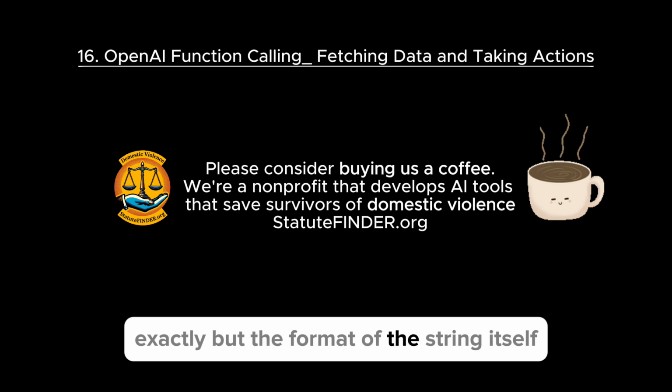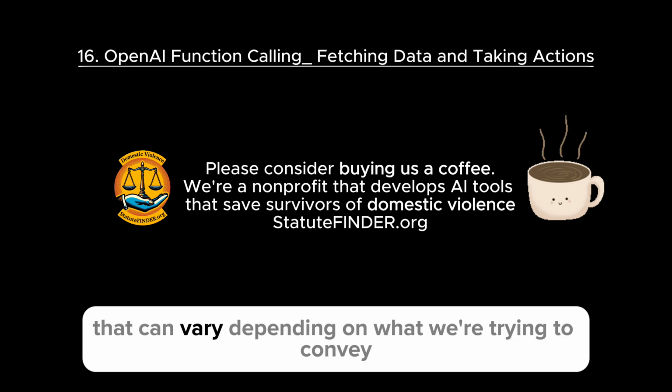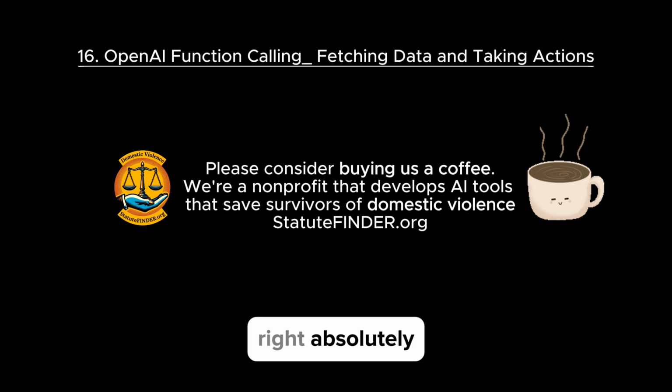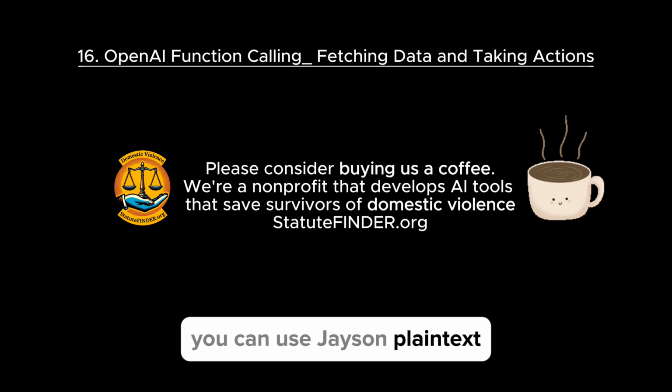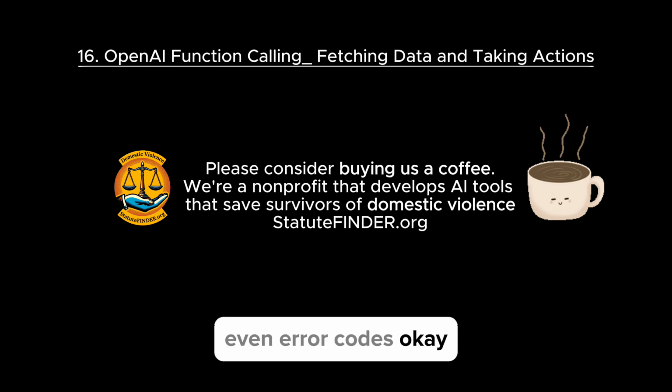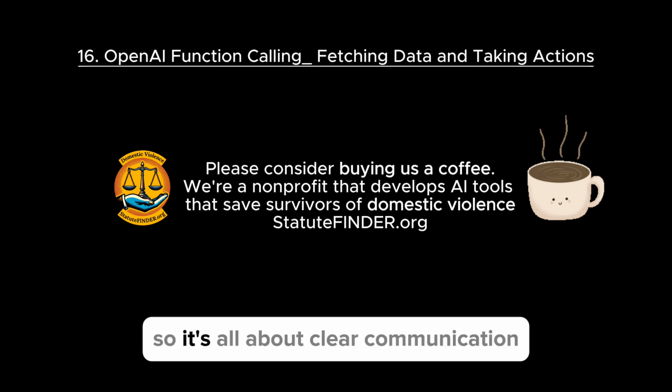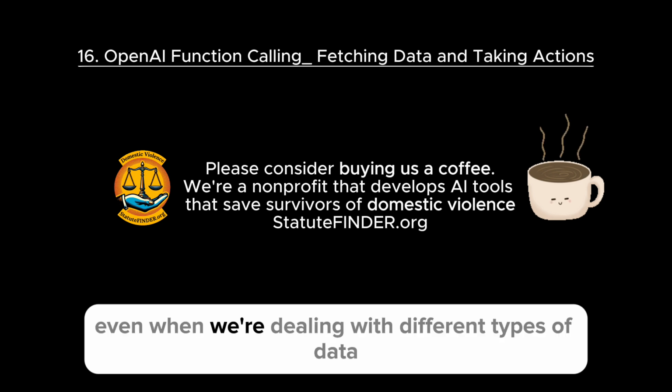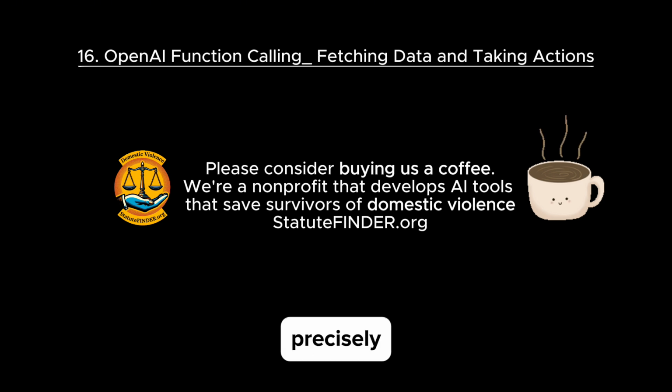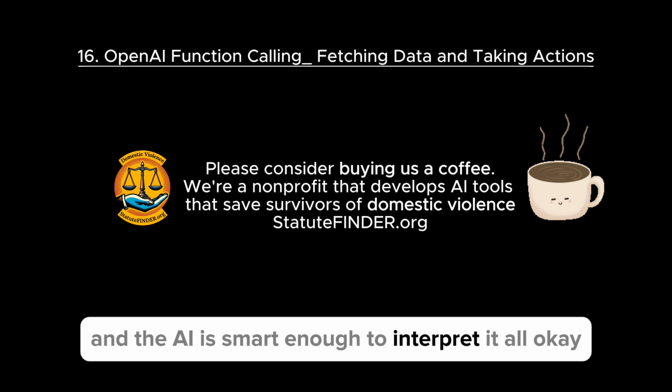Exactly. But the format of the string itself can vary depending on what we're trying to convey, right? Absolutely. You can use JSON, plaintext, even error codes, as long as it's a string. So it's all about clear communication, even when we're dealing with different types of data. Precisely. And the AI is smart enough to interpret it all.